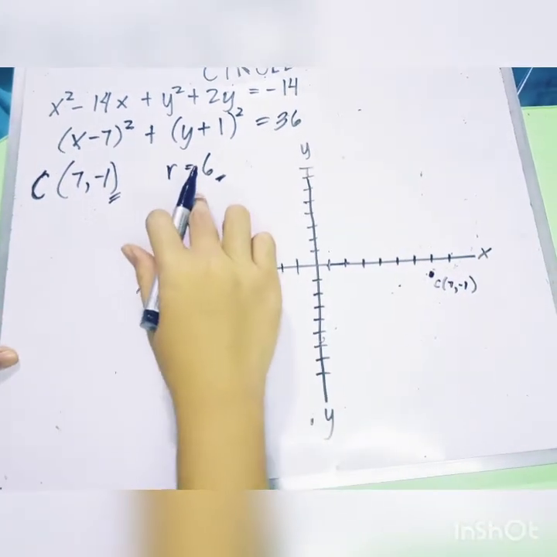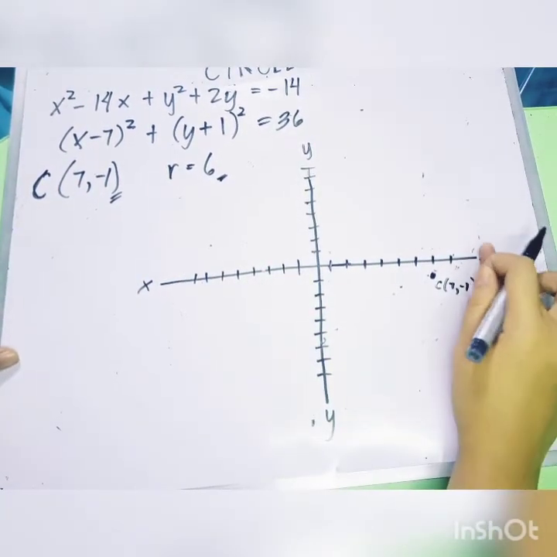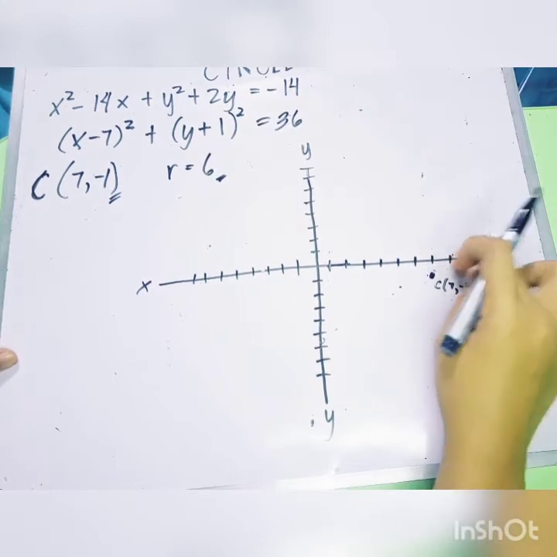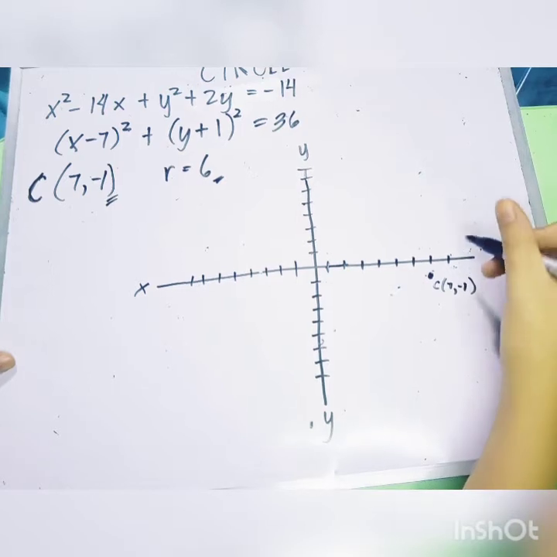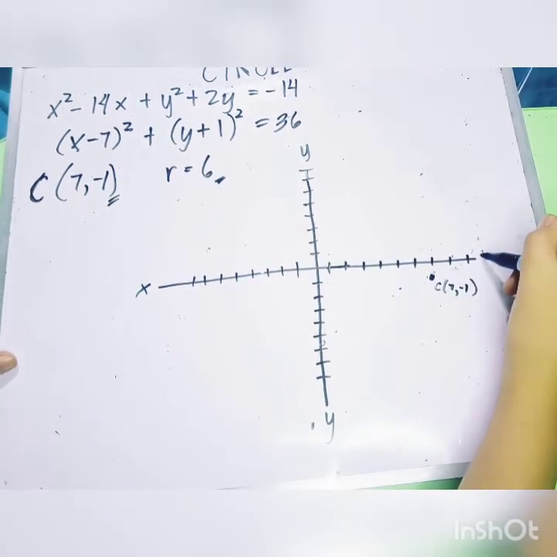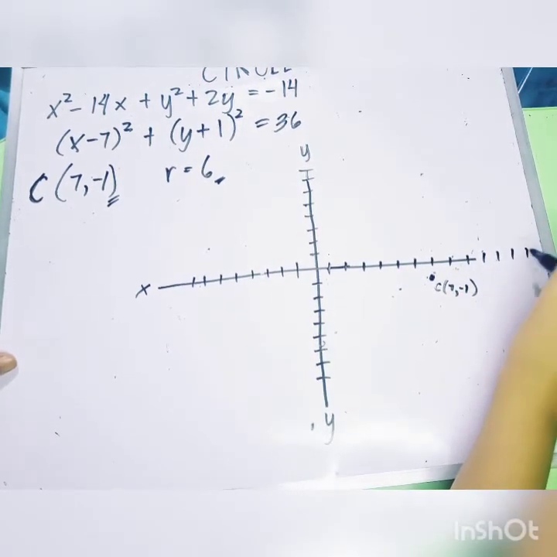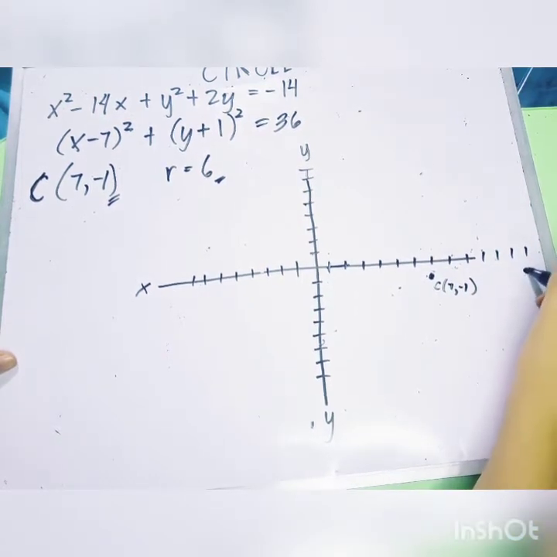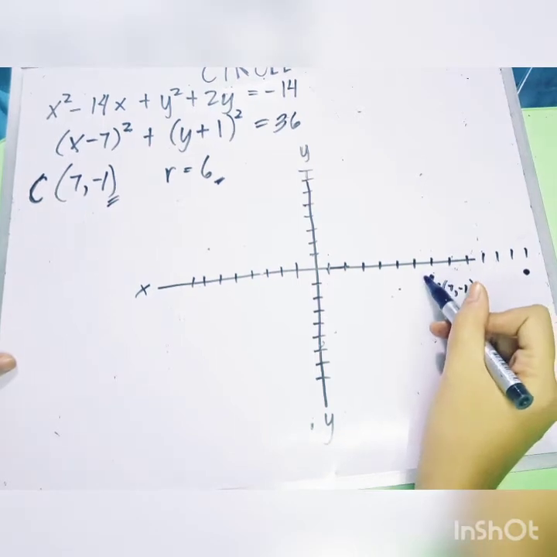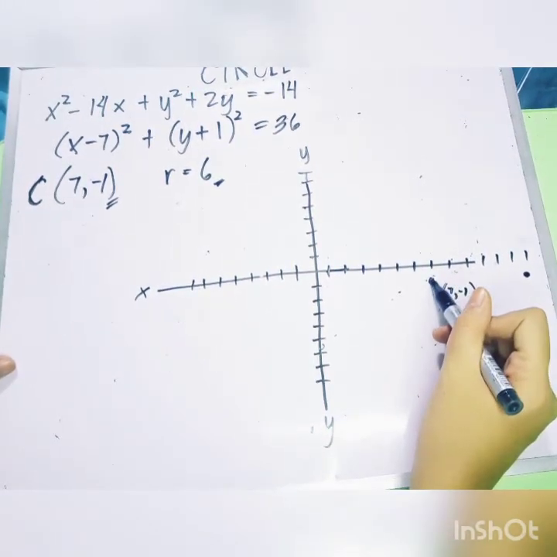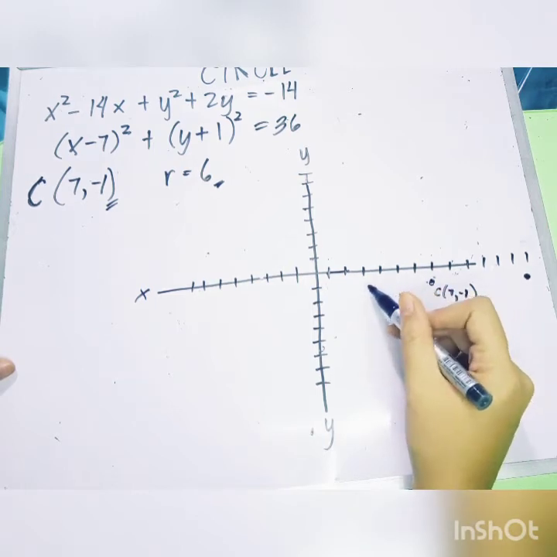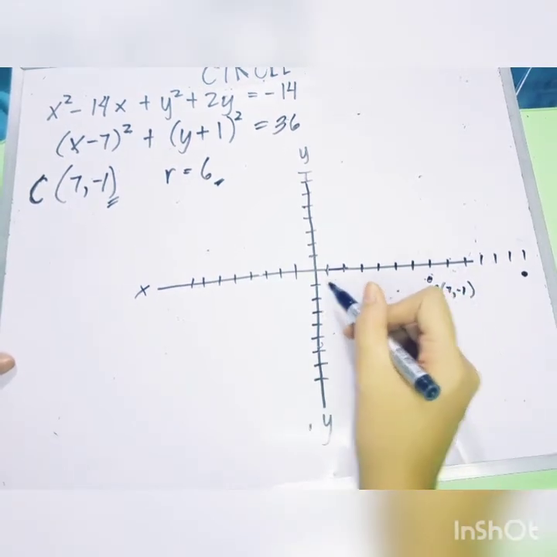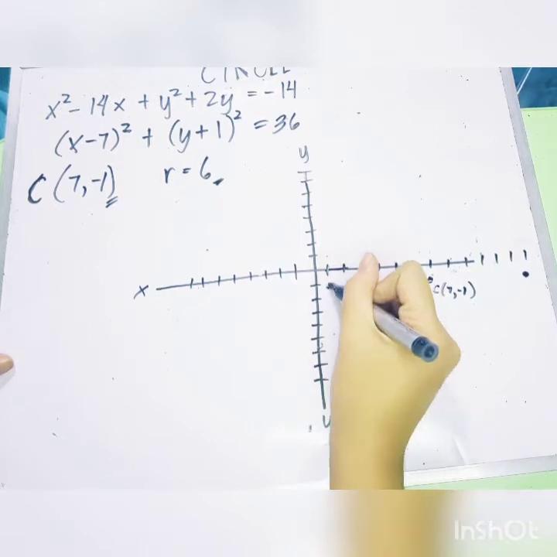Okay, now let's have the radius, which is 6. Okay, so 6 po tayo. Magbibilang tayo dito. For right side, for left, upward and pa downward ng 6. Okay, so let's have here 1, 2, 3, 4, 5, 6. The other side naman po, left side naman po tayo, will also count 6. So, from the center, so 1, 2, 3, 4, 5, 6. So, dito po.